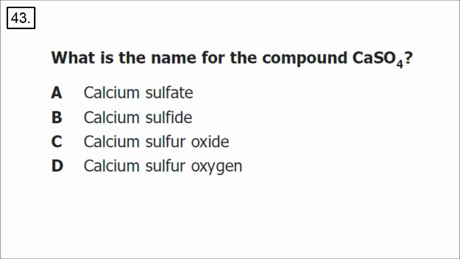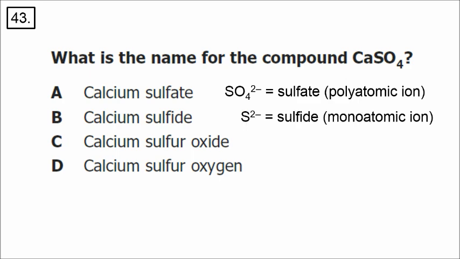In number 43, the name for this compound, CaSO4, sulfate is SO4 2-, that's a polyatomic ion. Sulfide is S 2-, that's a monoatomic ion. So the correct answer is A, calcium sulfate.